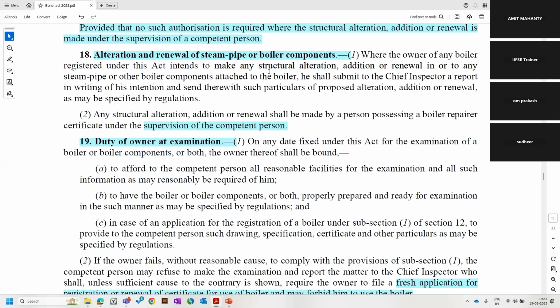And also, any structural alterations, additions, or renewals shall be made by a person possessing a boiler repairer certificate and under the supervision of a competent person. So here you'll have third party TPIs, certified people. They will come and monitor your activity. And also they should have the repairer certificate.